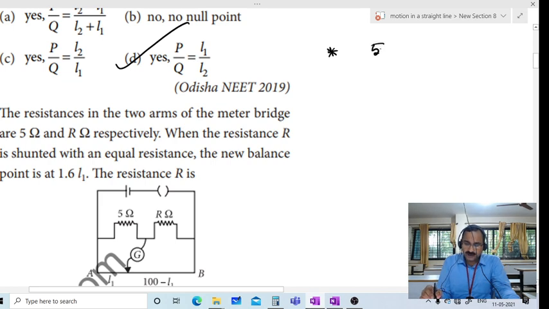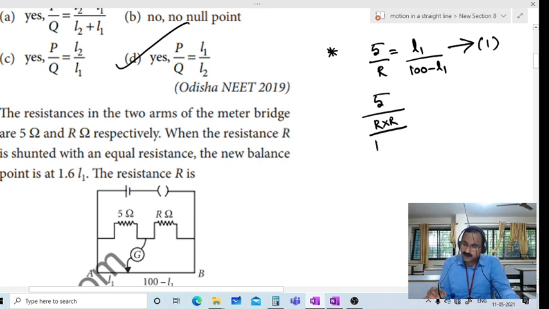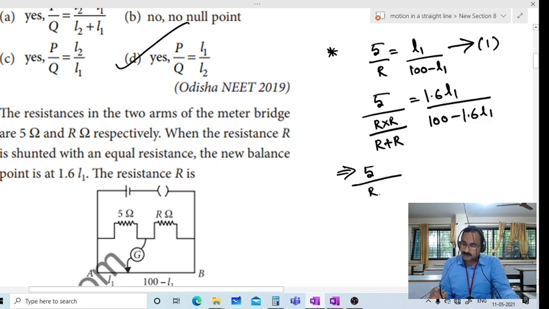So first case, 5 by R is equal to L1 divided by 100 minus L1 according to the given figure. Equation number 1. Next, when R is shunted, what is the meaning of shunting? A low resistance connected in parallel, but it is the same resistance only now. So now the second case, what we are writing, 5 divided by R into R divided by R plus R is equal to 1.6 L1 divided by 100 minus 1.6 L1. So that is nothing but 5 into this value, how much it becomes? R by 2 only. That is equal to 1.6 L1 divided by 100 minus 1.6 L1.